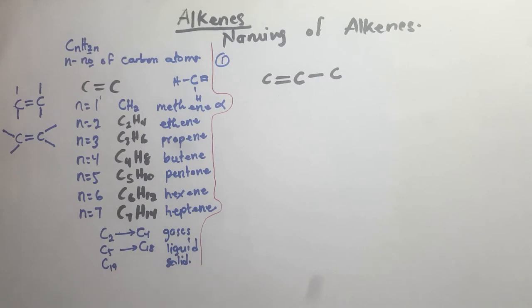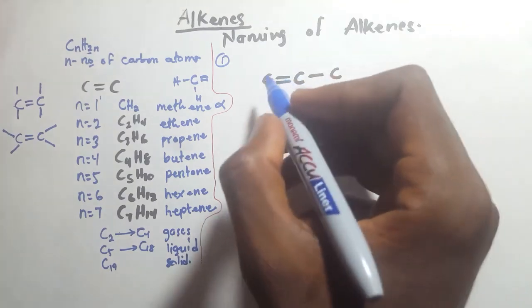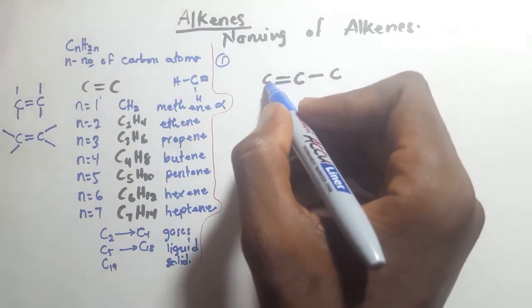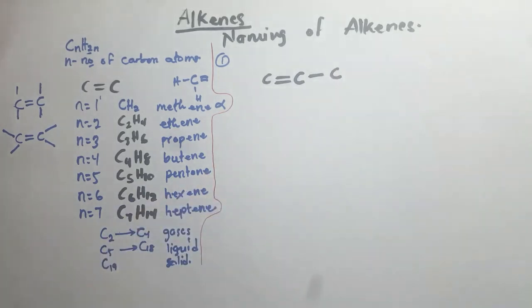So let's move straight to naming of alkenes. Since alkenes are organic compounds, you know that they are unsaturated because they are double bonded. I spoke about that when I was talking about hydrocarbons. Now you realize that there's carbon here, there's carbon here, there's carbon here. When we say double bond, it doesn't mean that you have double bonds throughout the whole structure. You just have a double bond at one part or one side.